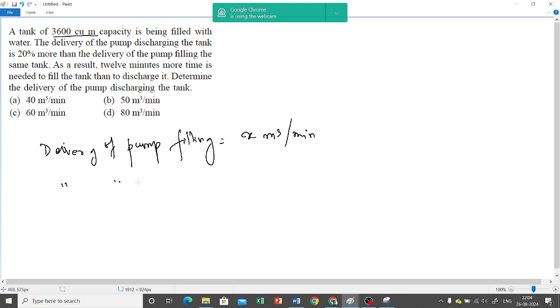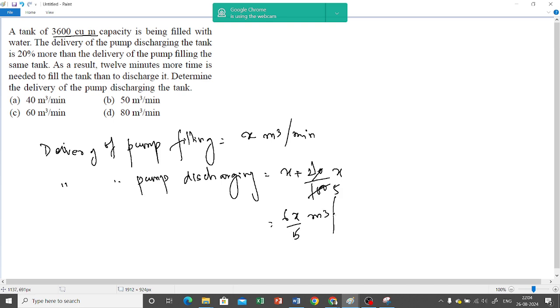Delivery of discharging is 20% more than that, so x plus 20% of this, it is going to be 6x by 5 meter cube per minute. Okay, 6x by 5 meter cube per minute, right?